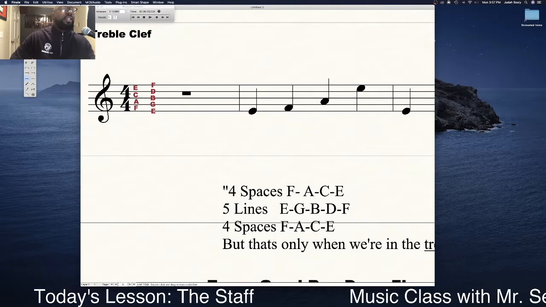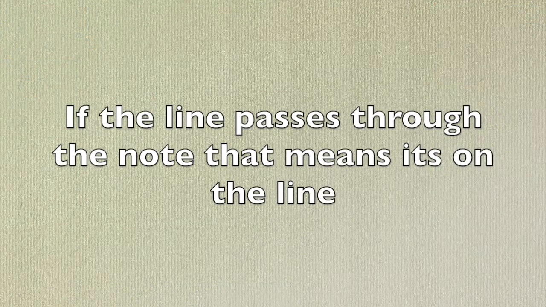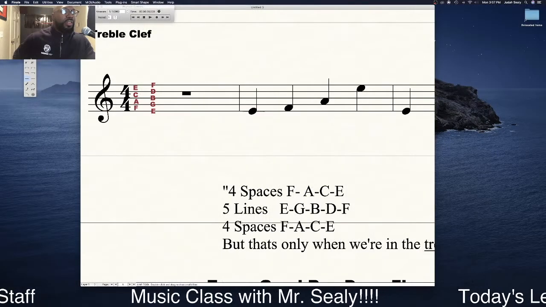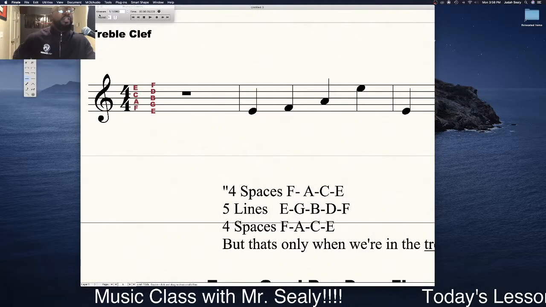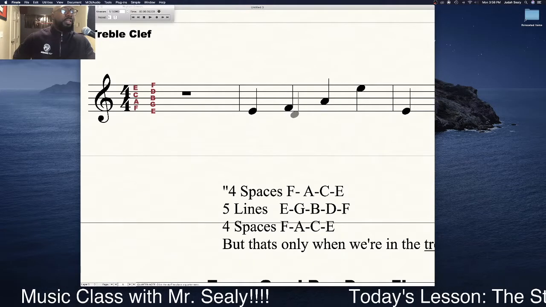So scholars, if the line passes through the note, that means it's on the line. In this case, the line is passing through the filled-in part of the note. I'm going to put another note on a line here.